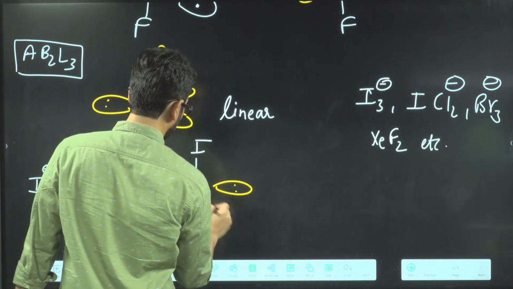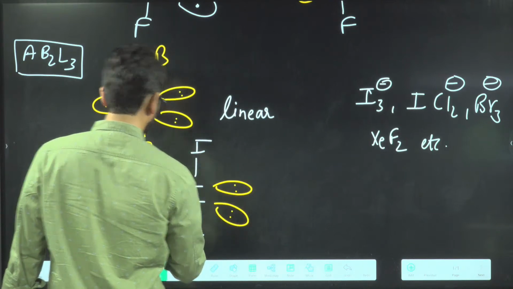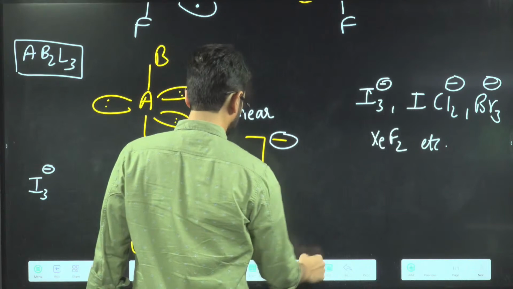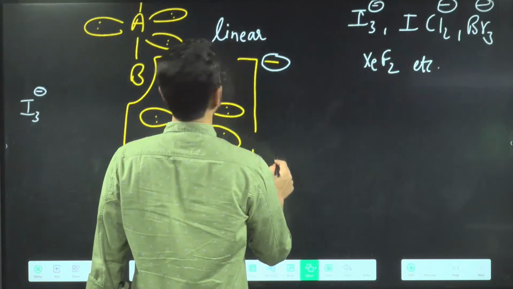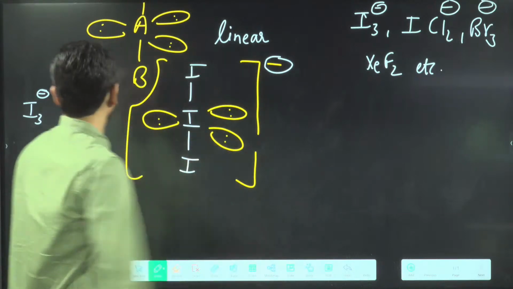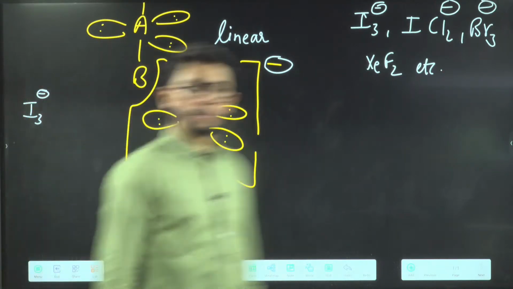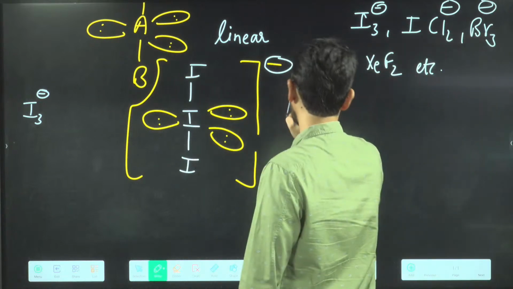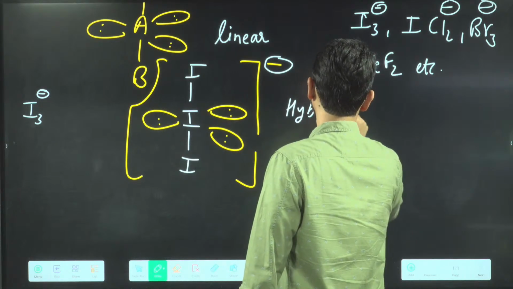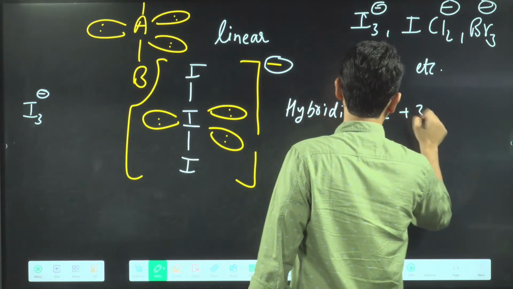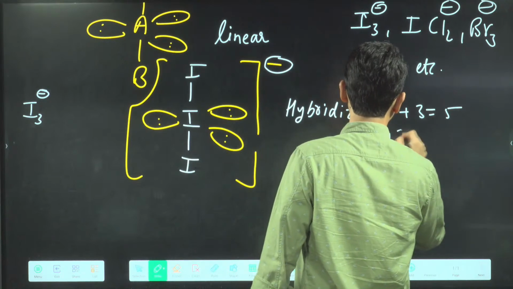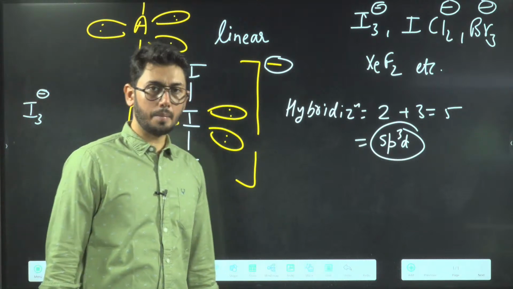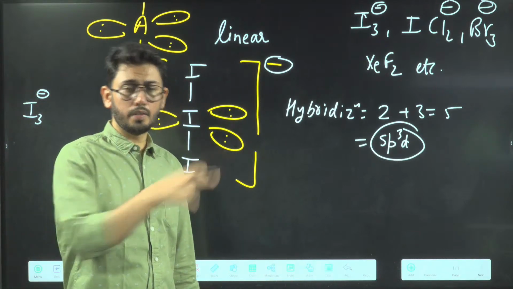And the others are lone pairs of electrons at equatorial positions. And the net charge will be minus 1. If the question is the hybridization of iodine in I3 minus, then you will say 2 bond pairs and 3 lone pairs, 5, therefore sp3d hybridized. So the electronic geometry will be trigonal bipyramidal, and the shape or geometry will be linear.